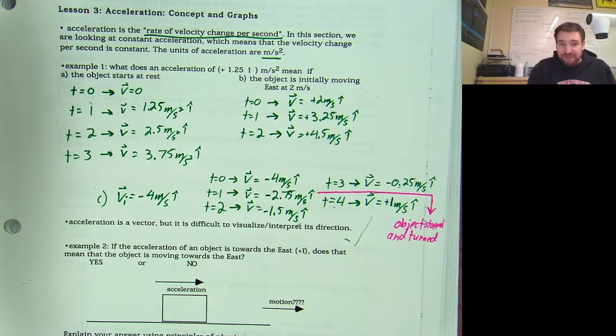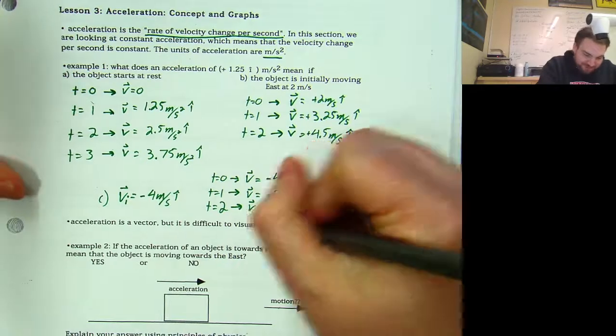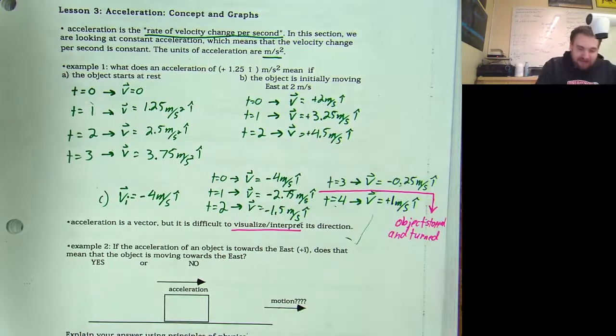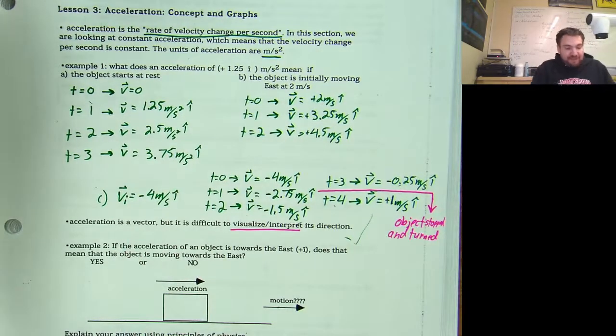I don't know how it was for you guys in grade 11, but typically acceleration is difficult to visualize and interpret what it actually means. We can draw it in there. It's a vector. It has a magnitude and a direction. But typically it can be tricky to deal with.